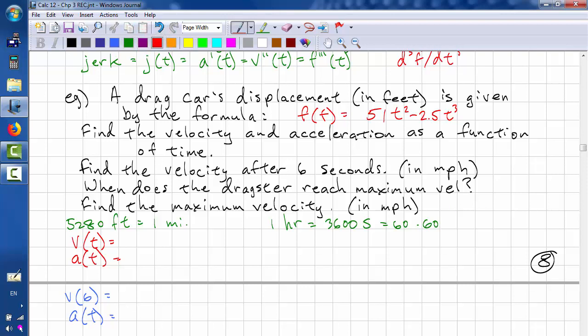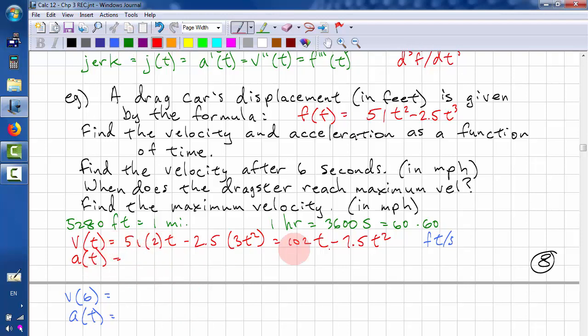So v of t, all we have to do is take the derivative of f of t. So we have 51 times 2 times t minus 2.5 times 3t squared. So we get 102t minus 7.5t squared. This is in feet per second. We'll have to convert it to miles per hour later.